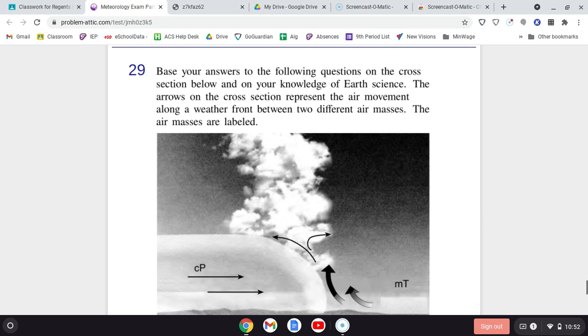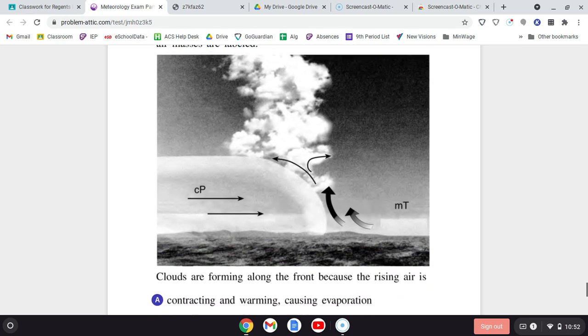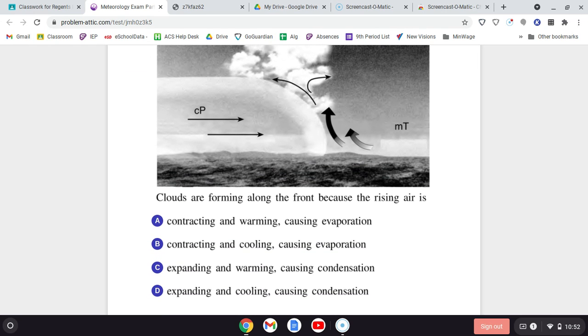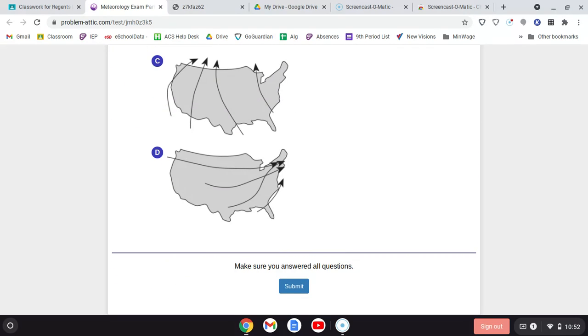29. The arrows on the cross section represent the air movement along a weather front between two different air masses. The air masses are labeled, so you've got a continental polar hitting a maritime tropical. Clouds are forming along the front because the rising air is doing what? Is it contracting or expanding? Is it causing evaporation or condensation? I think this is the last one.